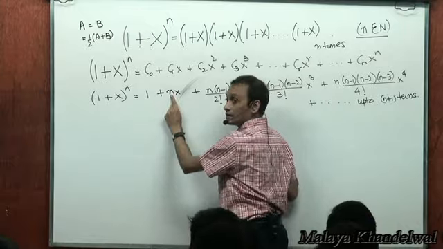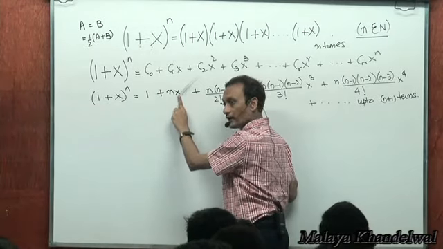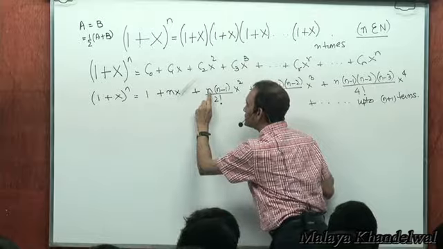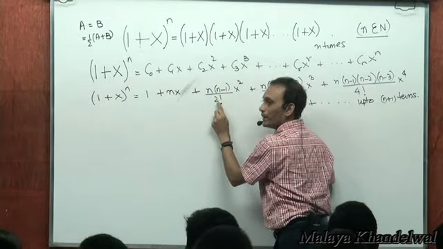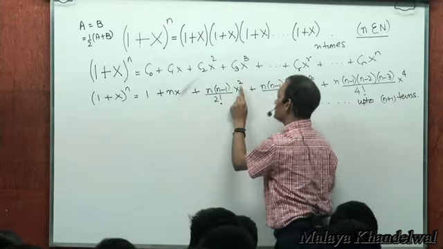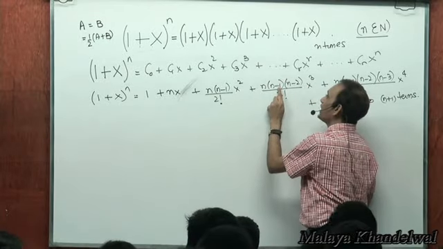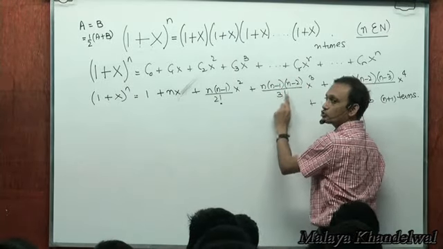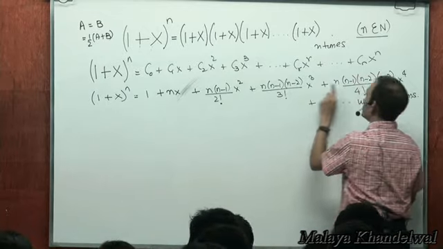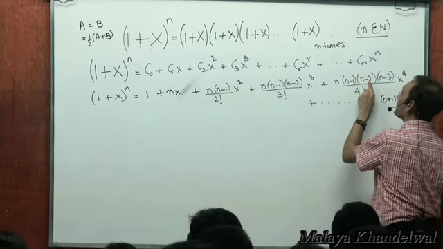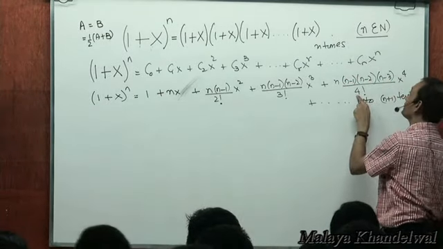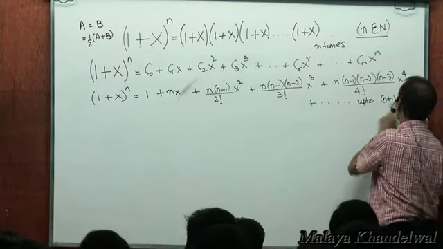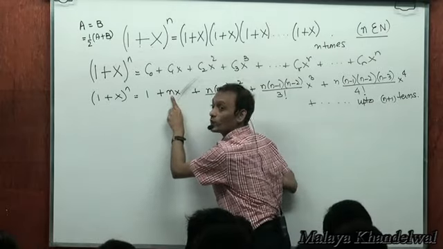1 plus n into x, right? Plus n into n minus 1 by 2 factorial into x squared. Plus n into n minus 1 into n minus 2 by 3 factorial x cube. n into n minus 1, n minus 2, n minus 3 by 4 factorial x power 4, etc. And how many terms? n plus 1 terms.